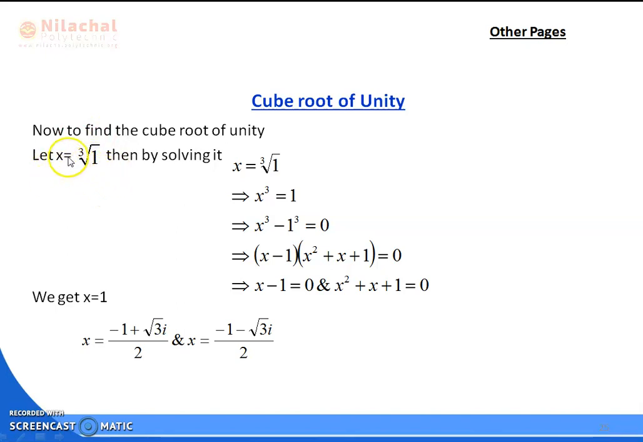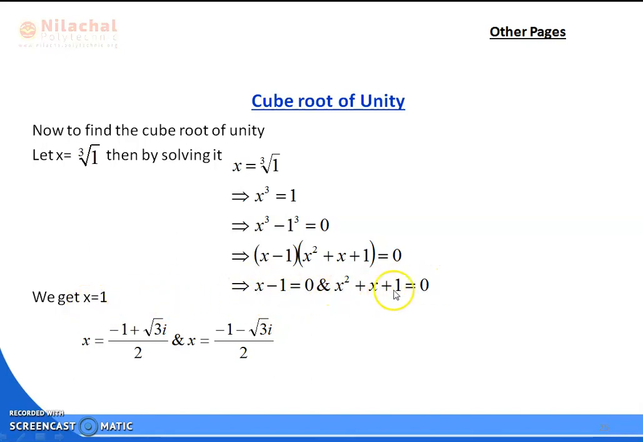So let us solve this one. x equals cube root of 1. That can be written as, cubing both sides, x cube equals 1. That implies x cube minus 1 equals 0. The a cube minus b cube formula, you know, is (a minus b) into (a square plus b square plus ab). So the answer is (x minus 1) into (x square plus x plus 1) equals 0. That implies each factor equals 0, we can write. From the first factor, x minus 1 equals 0, that means x equals 1.